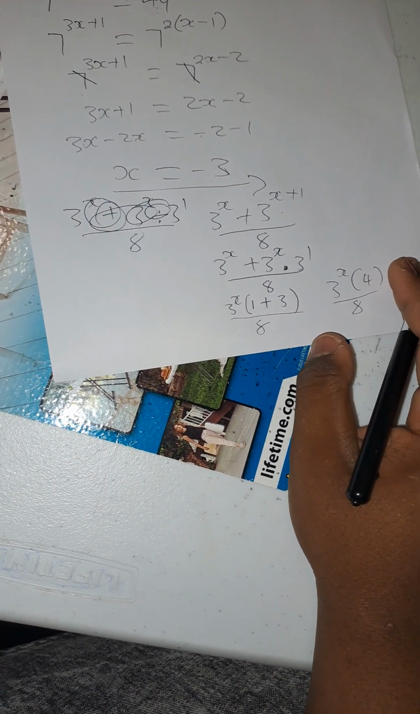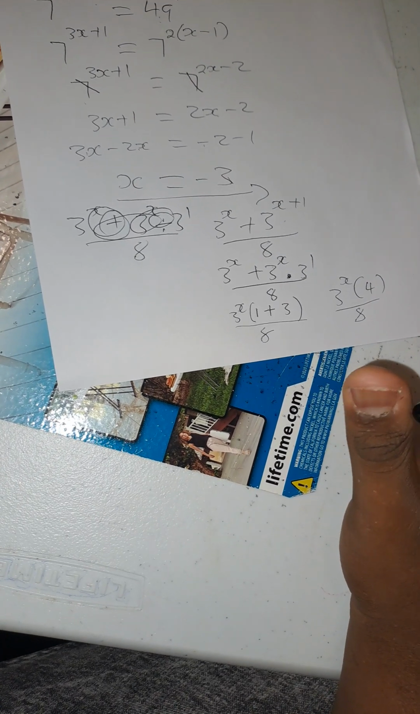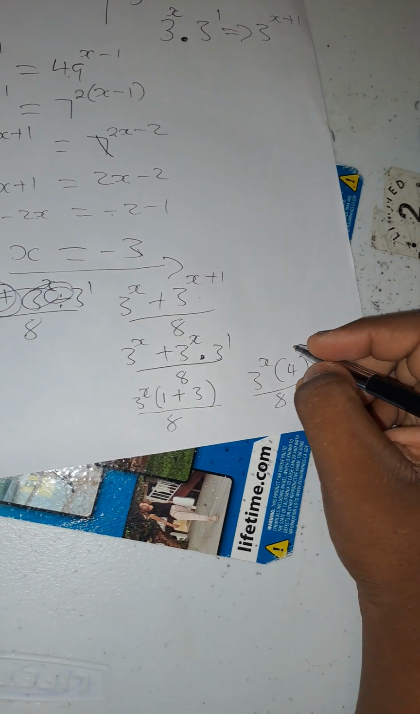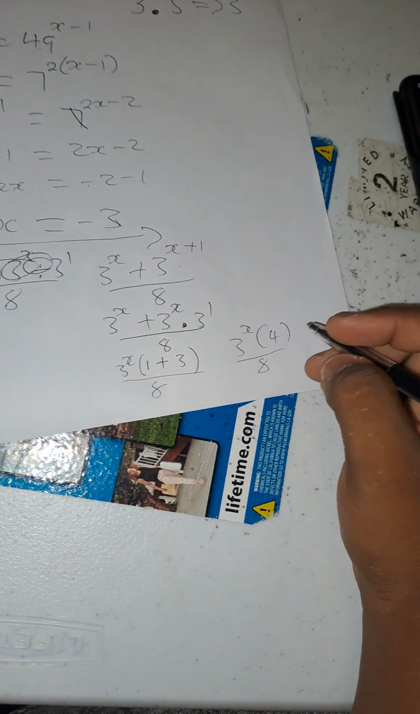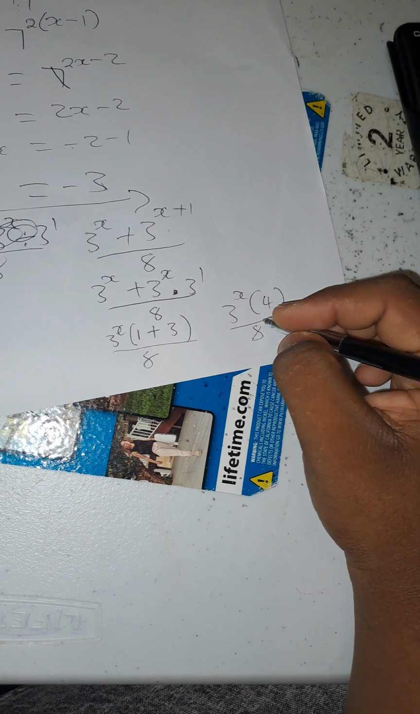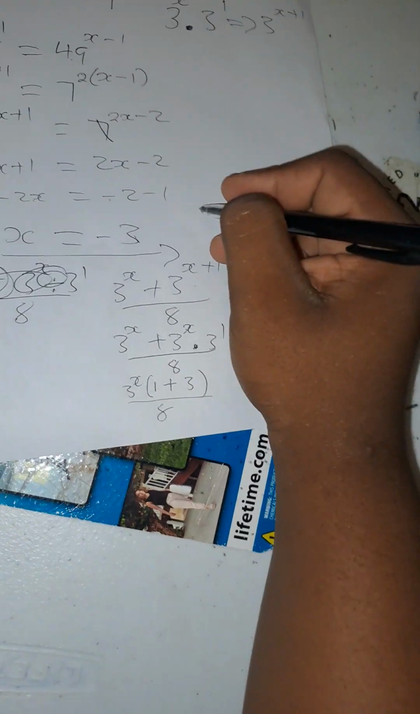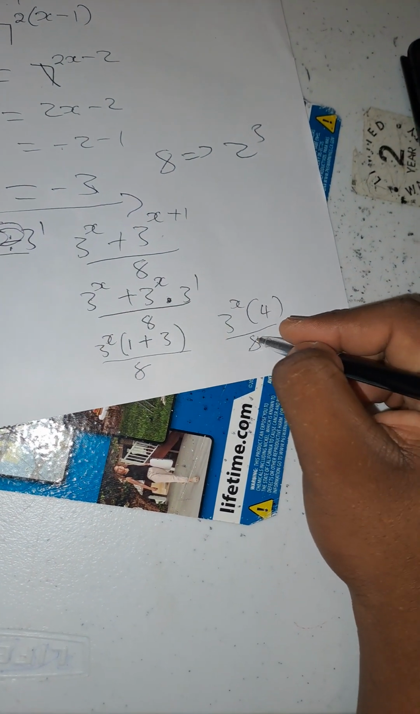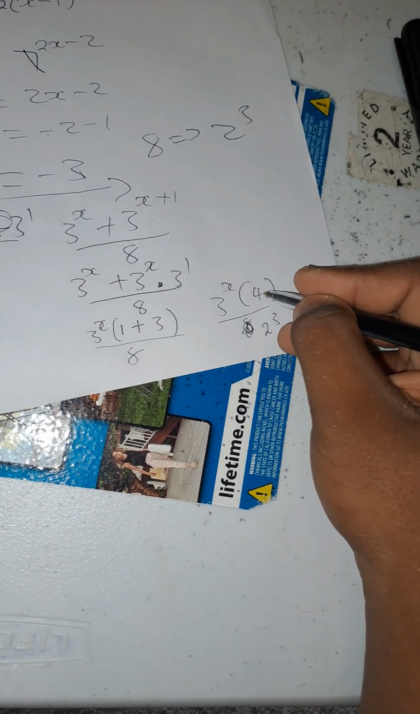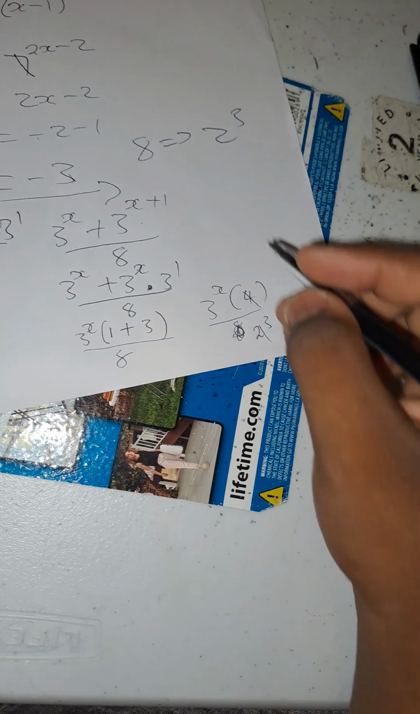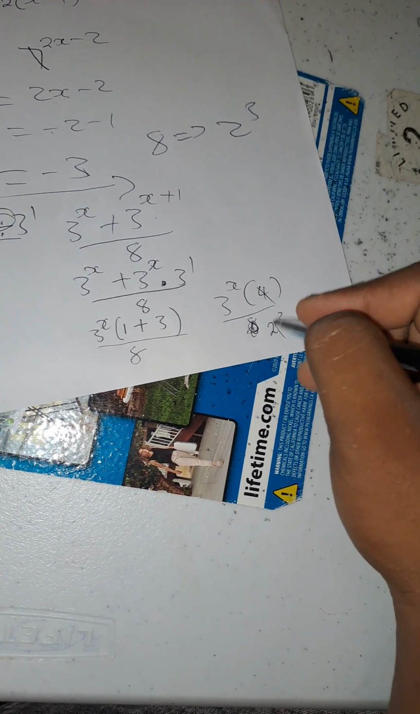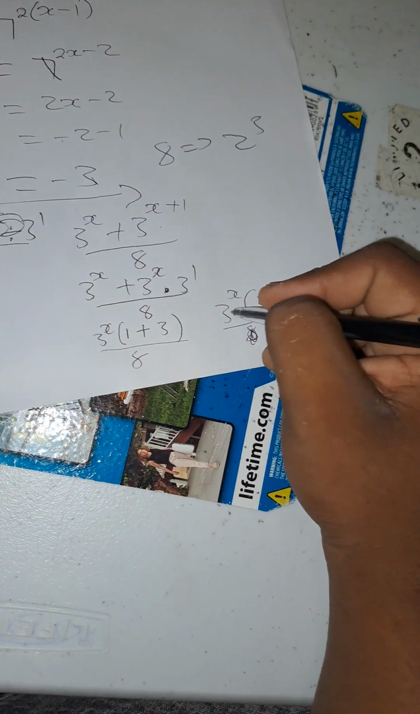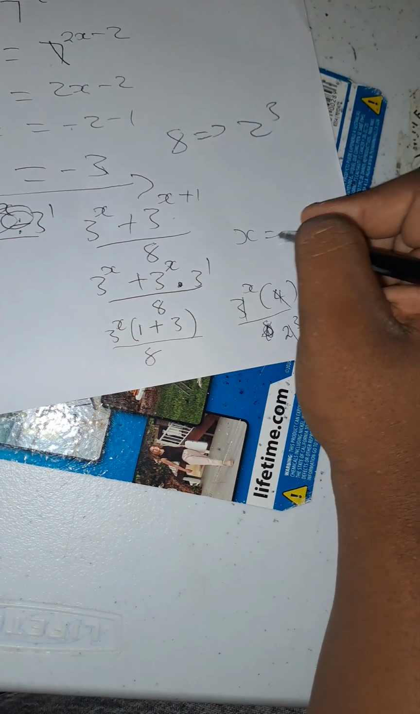So what can I do there? Tell me, what can I do? We are going to leave it like that. Since this is 8, 8 is a perfect cube, so 8 can be taken to the power of 3. But it's fine. We will just say 2 to the power of 3, then 4 divided by 2 is what? 4 divided by 2 is 2. So the 3 and 3 cancel, so x equals 2.